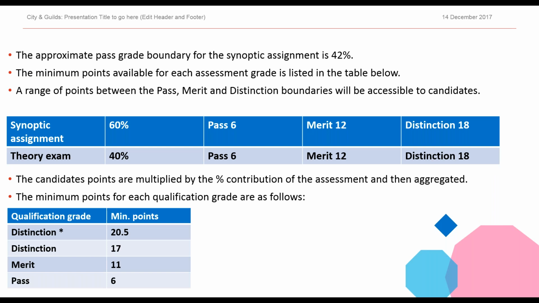The approximate pass grade boundary for the Synoptic Assignment is around about 42%. The minimum of points available for each assessment is graded as listed in the table below. A range of points between the pass, merit and distinction boundaries will be accessible to the candidates. As I say, our principal moderator is going to be doing a webinar on best practice about marking against a Synoptic Assignment. So as soon as I have those dates, I will share them with you.